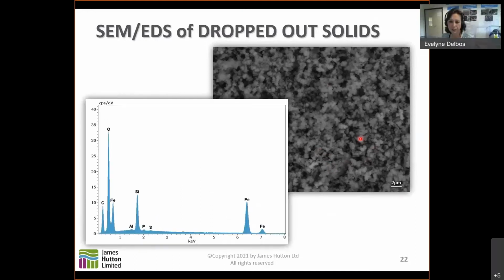It's really nondescript, it's amorphous, so it's very difficult to get anything out of that. But the EDS analysis is very clear. We do have iron and we do have silicon.